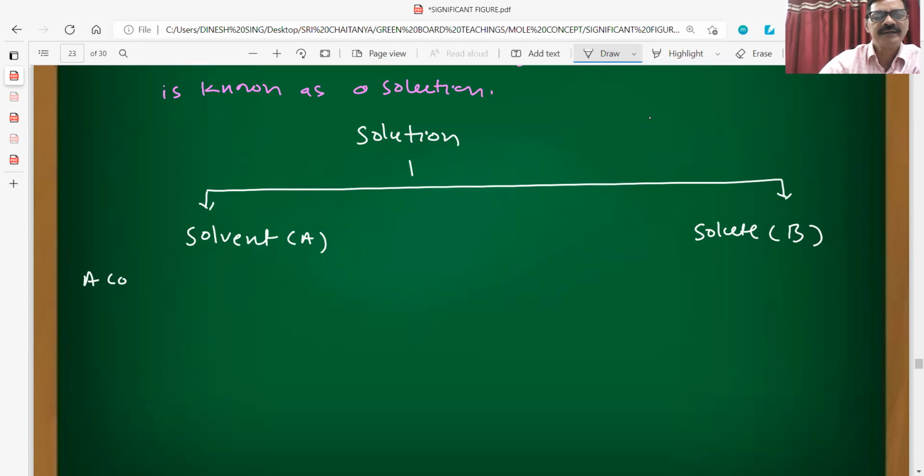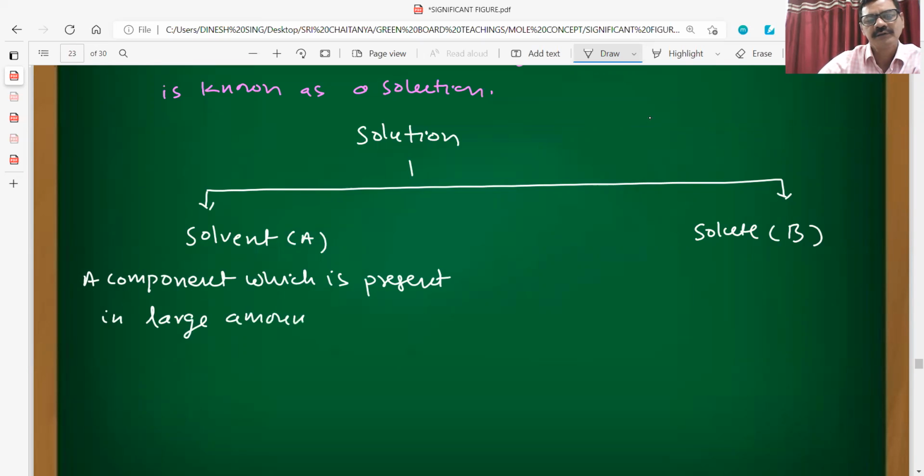A component which is present in large amount is called a solvent.